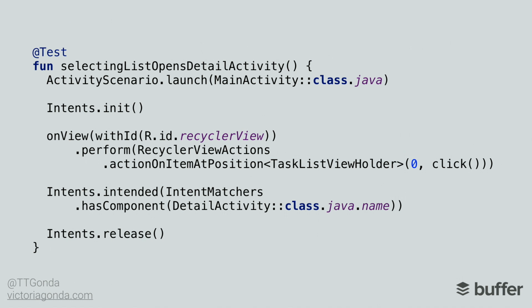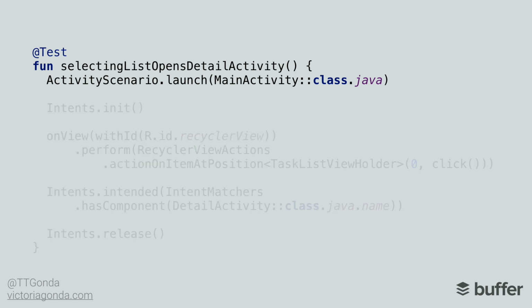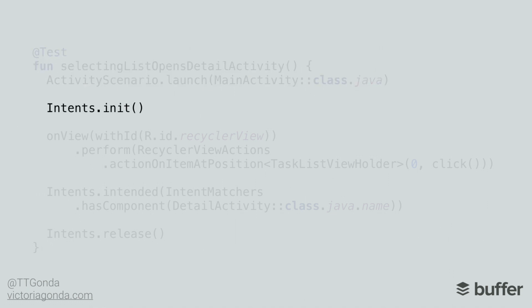This is a test that when a list item is selected, the detail view is shown. There's a lot here, so I'll break it down. We start the activity using the activity scenario like before to launch the activity. Then, the first library we added for intents is used. We initialize intents to listen for intents that are launched.